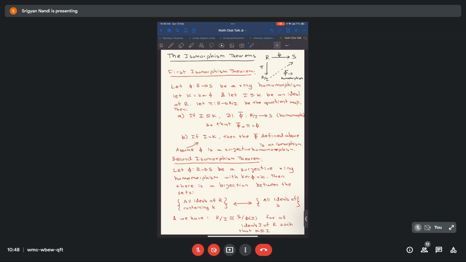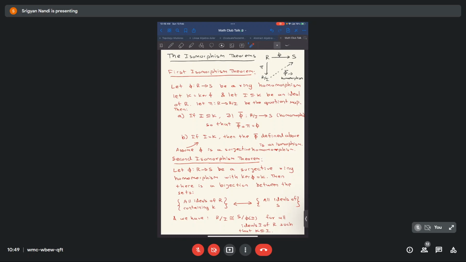Now we can move on to the second isomorphism theorem, and that states that again, it builds on the same conditions given. It assumes that phi is a surjective homomorphism from the ring R to the ring S, and again, the kernel of phi is K. Then there is a direct bijection between all ideals of R containing K and all the ideals of S. And when I is an ideal of R that contains K, then R quotiented over I is isomorphic to S quotiented over phi of I.